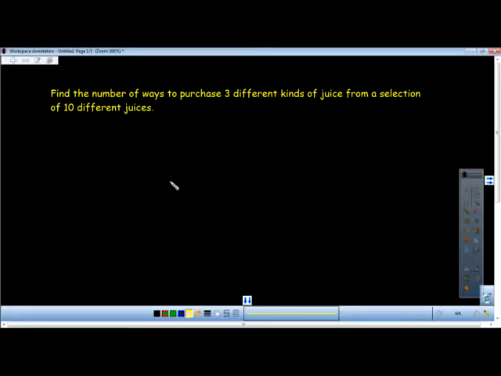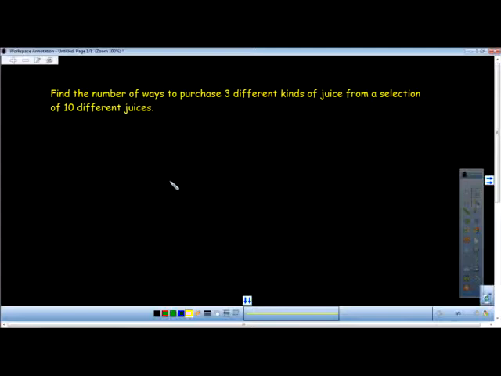In this problem, I want to find the number of ways to purchase 3 different kinds of juice from a selection of 10 juices. To do that, I'm going to need my combinations formula. Order doesn't matter. It doesn't matter whether I pick apple juice first or last. If I pick apple juice, I still pick apple juice. So this is how it differs from permutations, where order did matter.